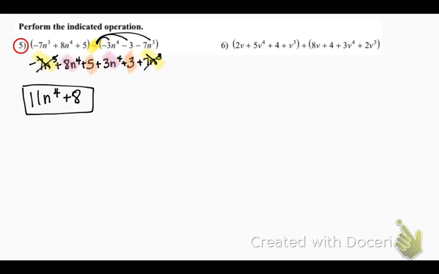For number 6, what operation are you going to use? This one is addition, so we are just going to add all of the like terms, combine them as is. There's no reason to change any of the signs.